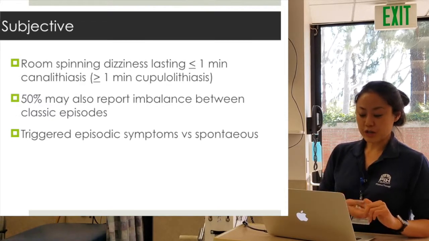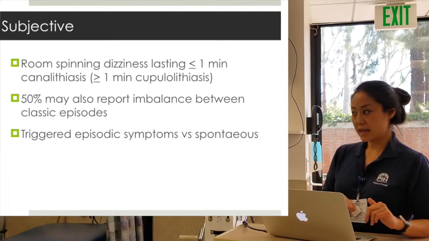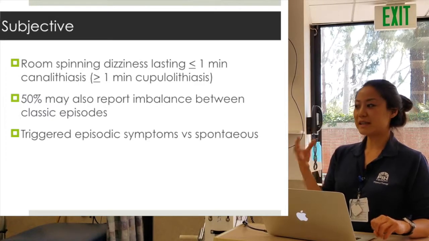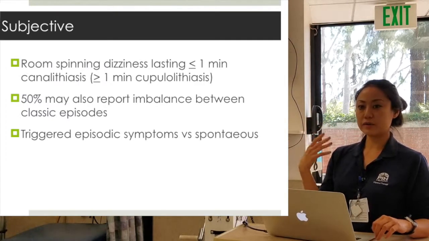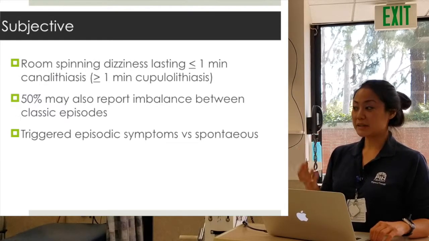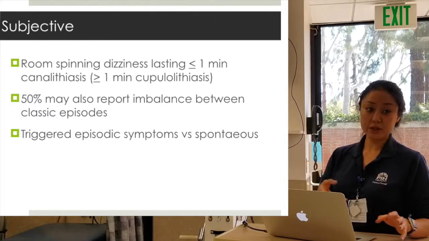These are also going to be triggered episodic symptoms versus spontaneous. So for people who are saying, oh, I watch TV or I'm just sitting straight and I start getting the vertigo type of dizziness, that's probably also not BPPV because it's not going to be spontaneous. It has to be triggered with positional changes.